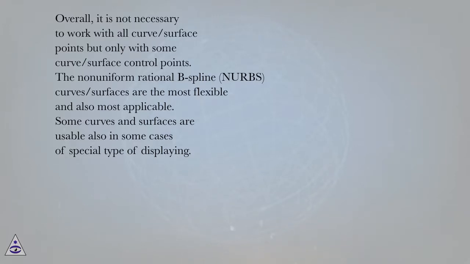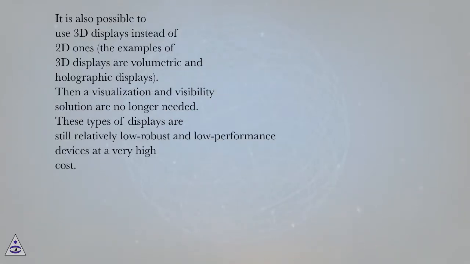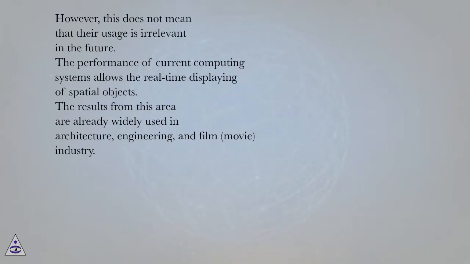Some curves and surfaces are usable also in some cases of special type of displaying. It is also possible to use 3D displays instead of 2D ones. The examples of 3D displays are volumetric and holographic displays. Then a visualization and visibility solution are no longer needed. These types of displays are still relatively low robust and low performance devices at a very high cost. However, this does not mean that their usage is irrelevant in the future.